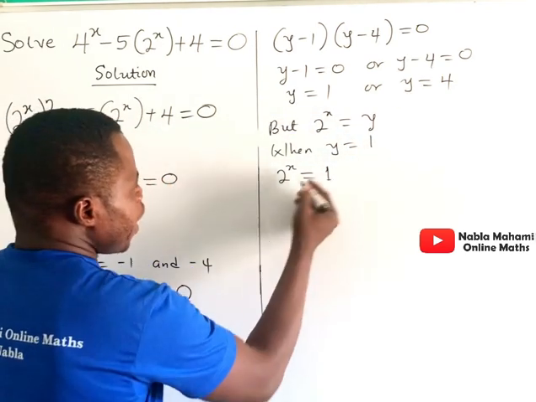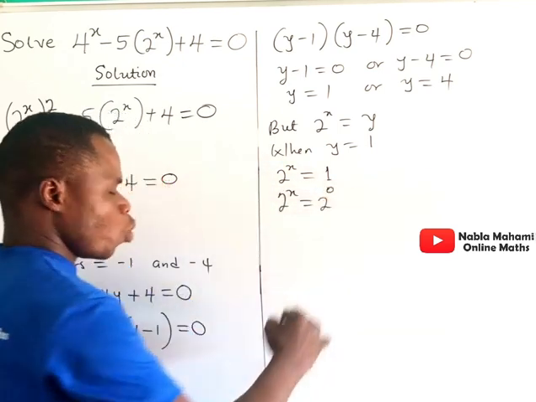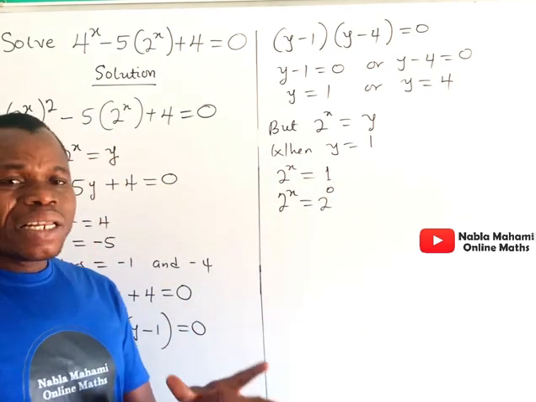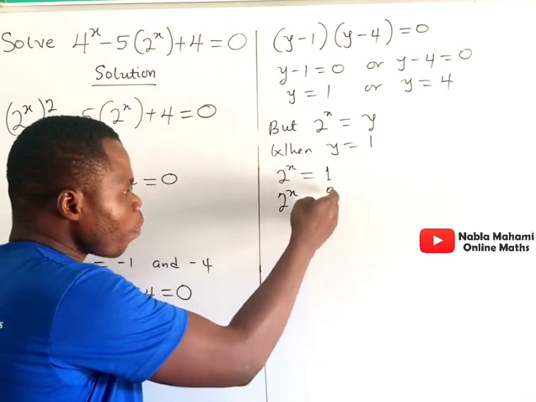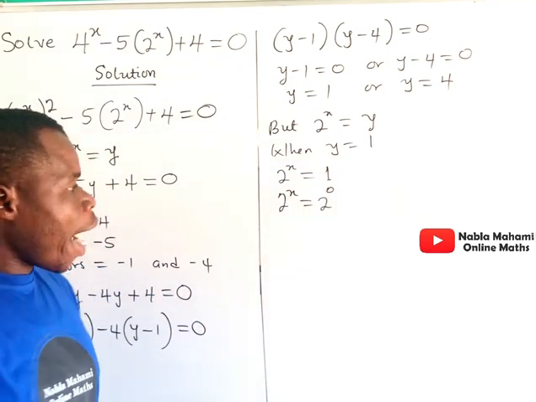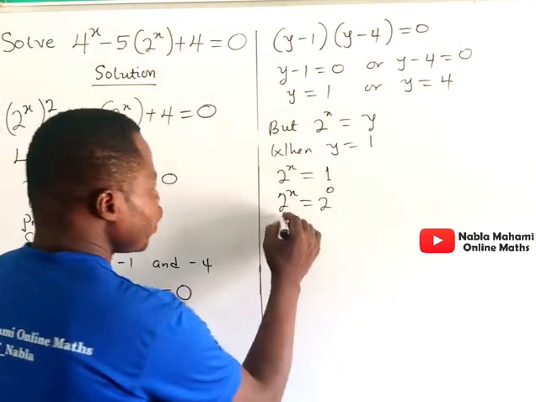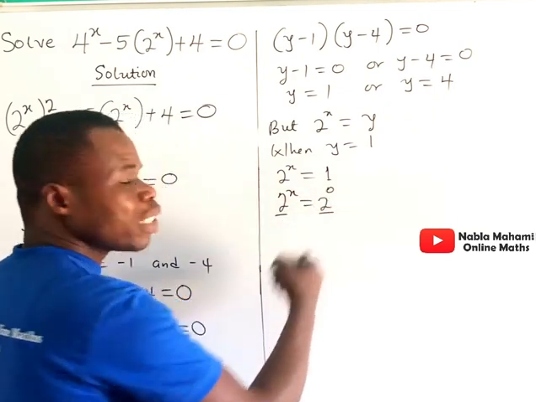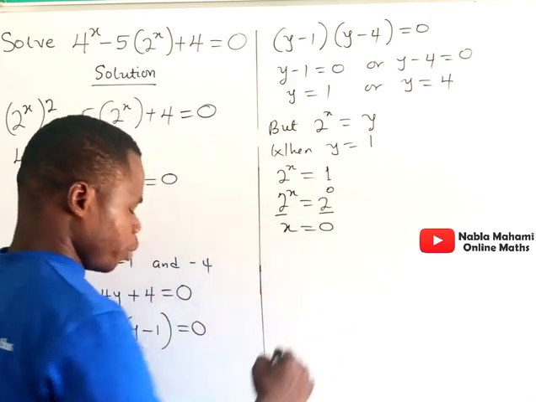And here, I can write this by saying that 2 exponent x is equal to 2 to the power 0. Because any non-zero number to the power 0 is equal to 1. So 2 to the power 0 is equal to 1, which is the same thing as this. I'm doing this because I want the bases to be the same. So if this base is equal to this base, it means that the powers too are the same. So that means that here x will be equal to 0.